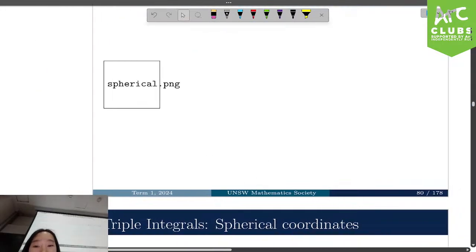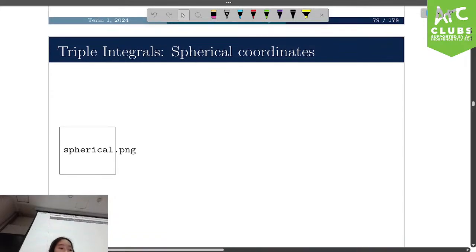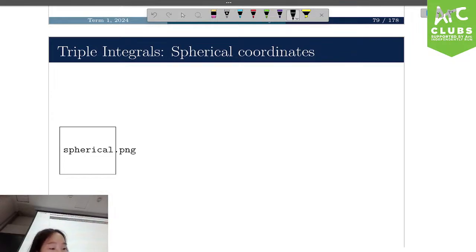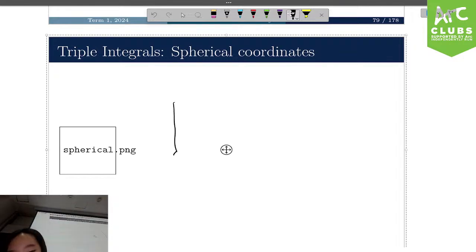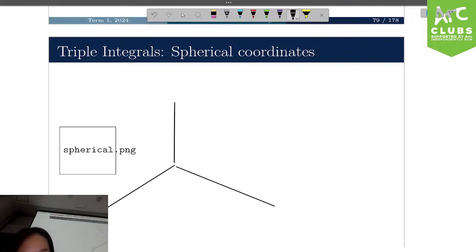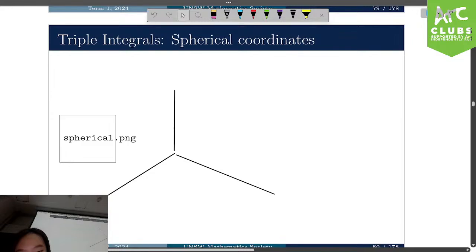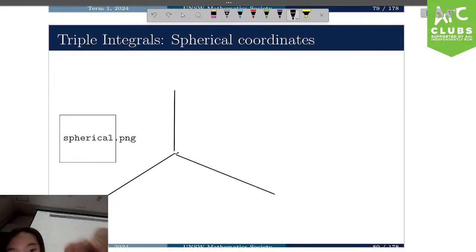Similarly, we have the same for spherical coordinates. The picture is not working, but we can draw, no worries. For our spherical coordinates, it's actually a bit hard to draw, but yeah, why not? Let's give it a try. Okay, here's another column. We have that.